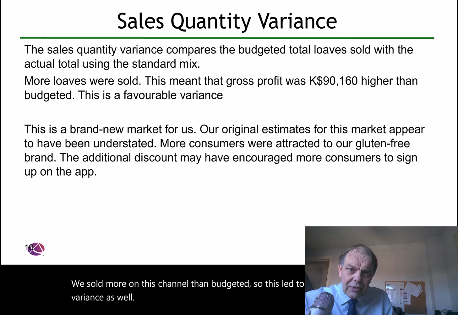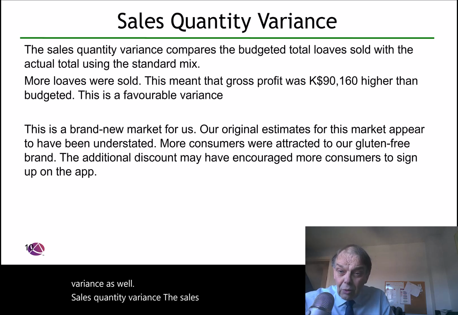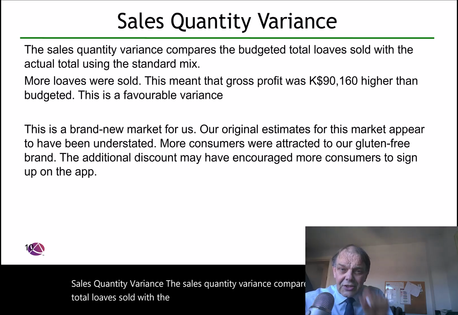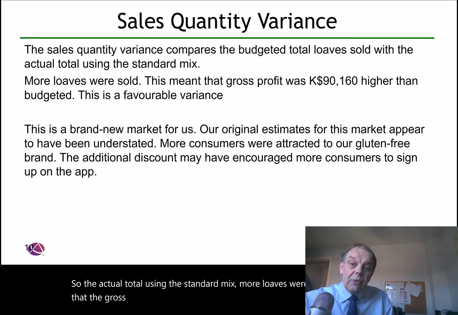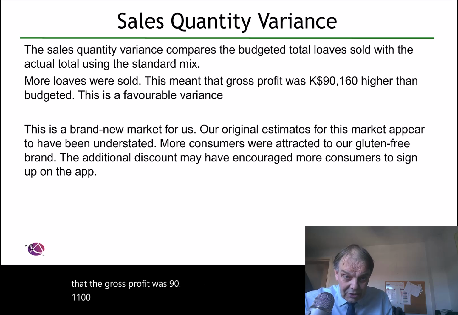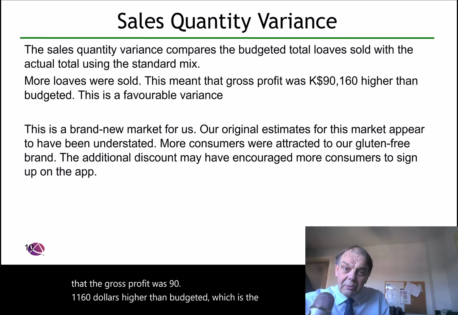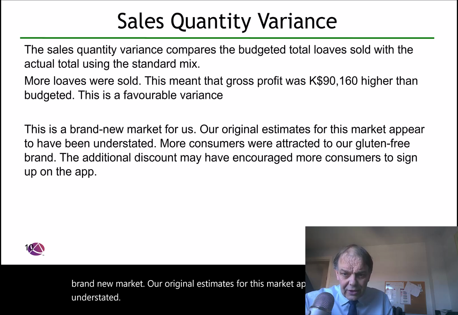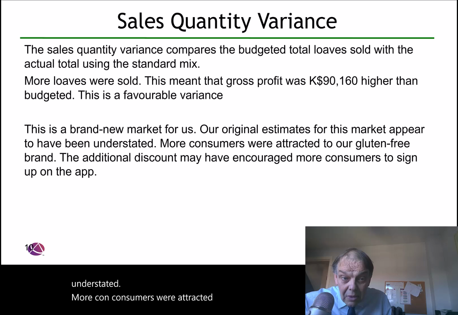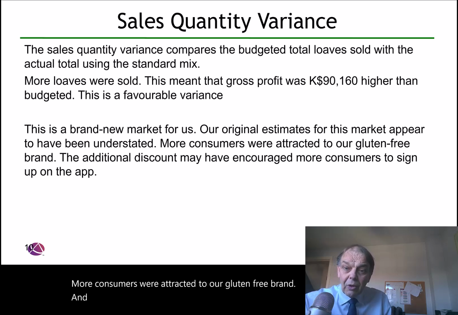Sales quantity variance. The sales quantity variance compares the budgeted total loaves sold with the actual total, only we've adjusted these into the standard mix. So the actual total using the standard mix. More loaves were sold. This meant that the gross profit was $90,160 higher than budgeted, which is a favourable variance. Okay, this is a brand new market. Our original estimates for this market appear to have been understated. More consumers were attracted to our gluten-free brand, and the additional discount may have encouraged more consumers to sign up on the app.